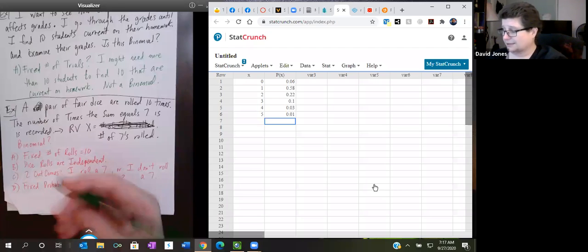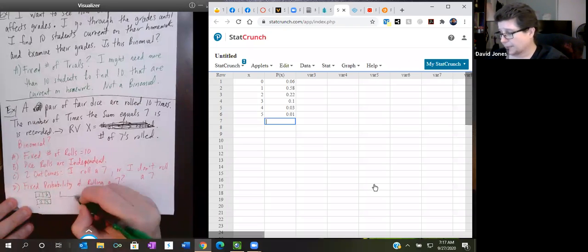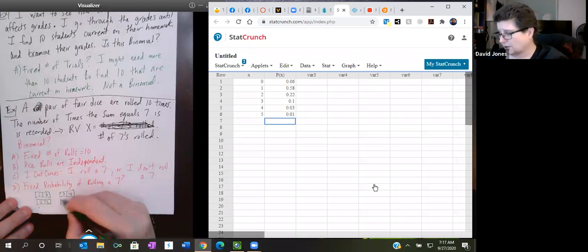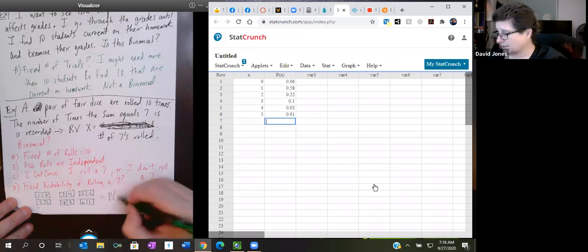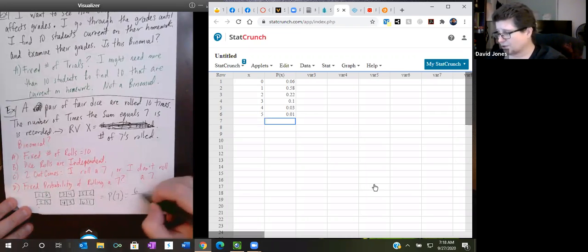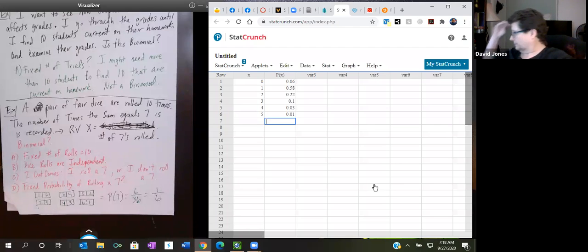Yes, there is. The outcomes that work are 1 and 6, 2 and 5, 3 and 4. The first die could be 4, the second die could be 3. I can have 5 and 2 or 6 and 1. There are 6 outcomes out of 36 possible. The probability of rolling a 7 is 1 in 6 if I simplify. So this is binomial.